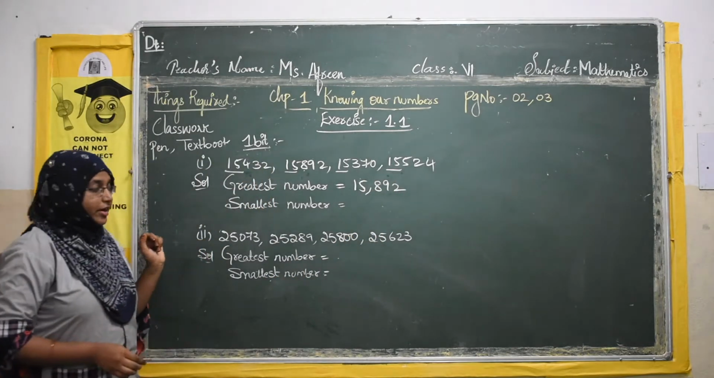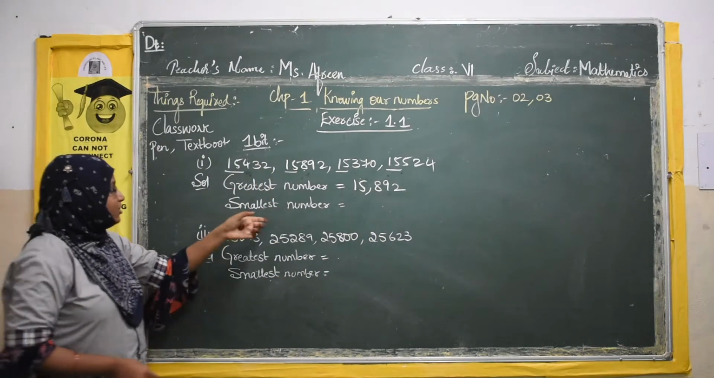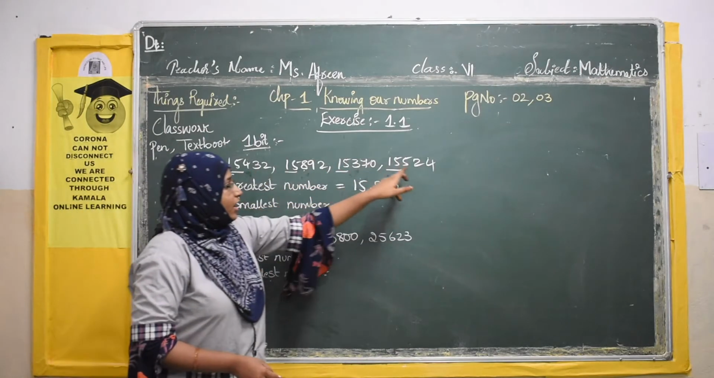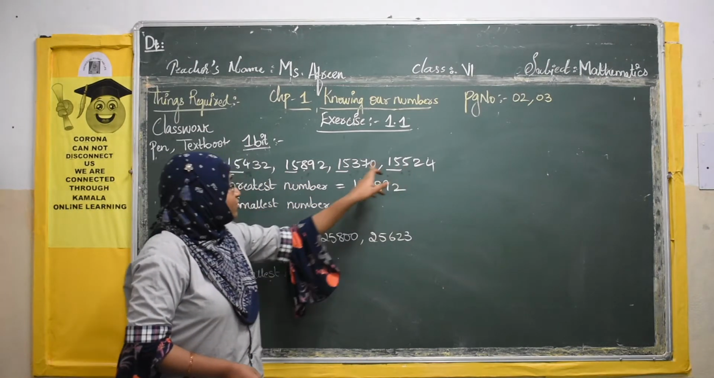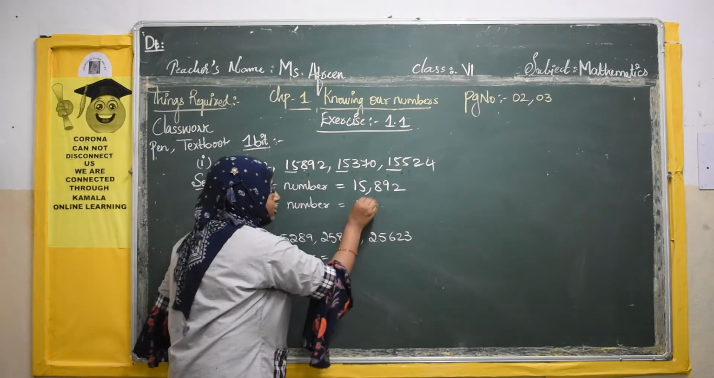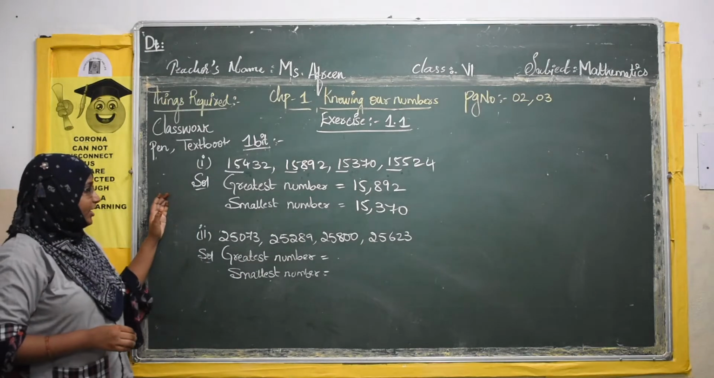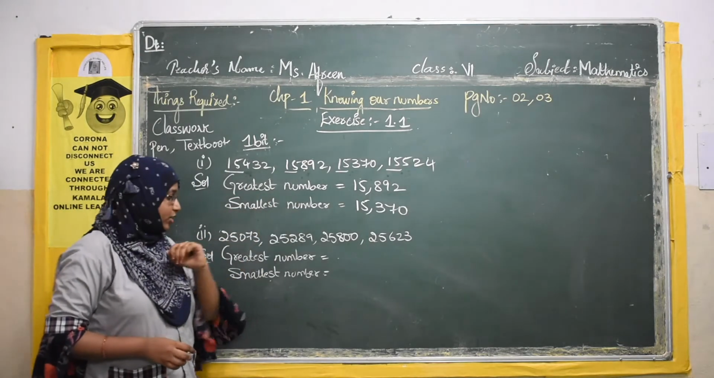15,892. Right? Now what is the smallest? As we know, here it's 3, among 4, 3 and 5. So the smallest is 15,370. This is how we will identify which is the greatest and the smallest.